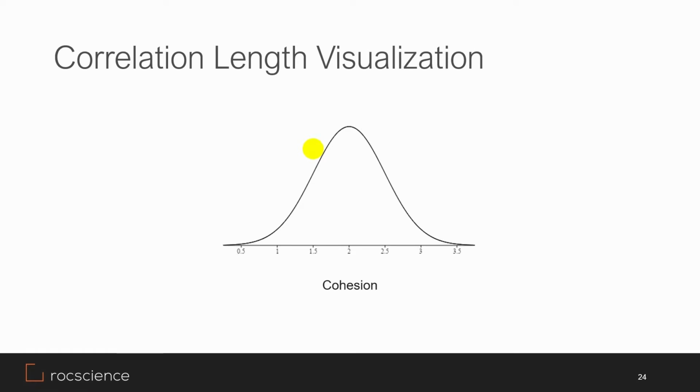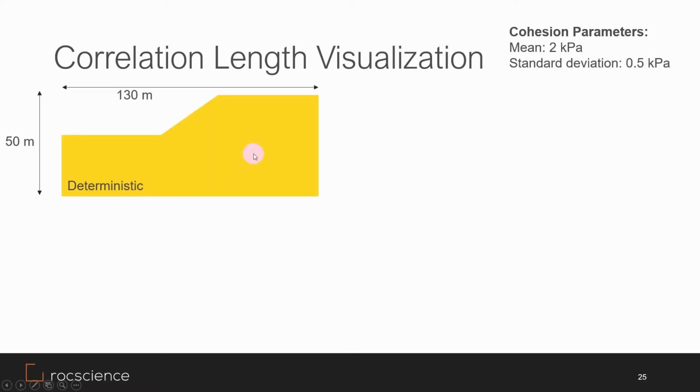Okay, so let's say we've defined a distribution for cohesion. It has a mean of 2, a standard deviation of 0.5, and it ranges between about 0.5 and 3.5. Let's start with the deterministic case. If we pick two locations on this slope and look at the cohesion value, they'll be the same, 2 kilopascals. That was our mean. Now let's look at SRV, or simple probabilistic analysis.